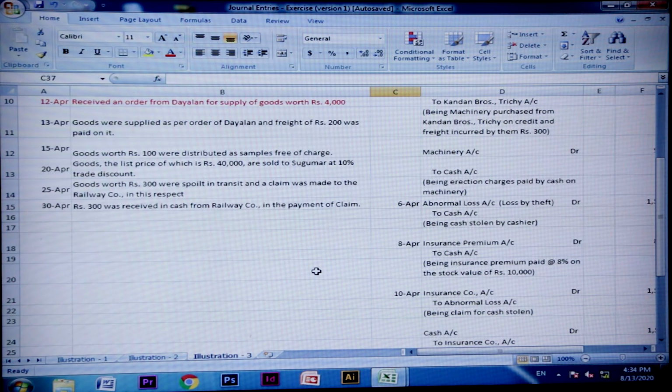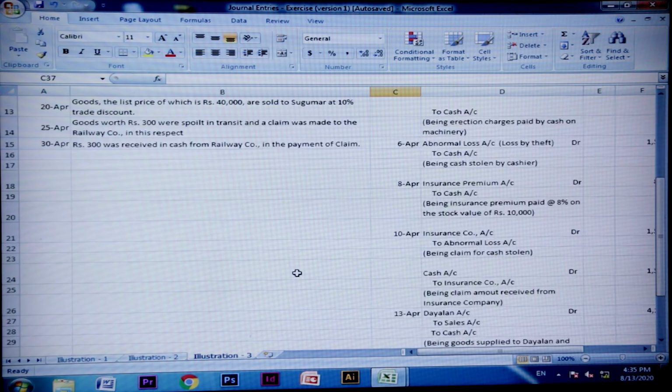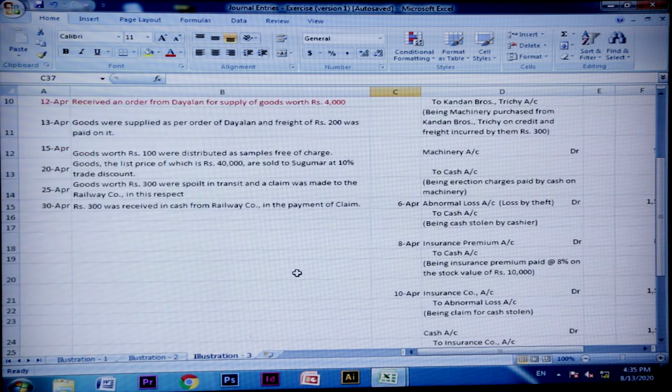Next, 25th April, goods worth rupees 300 were spoilt in transit and a claim was made to the railway company. If the claim was made to an insurance company, then the insurance company account has to be debited. Here the claim was made to the railway company. Normally, if any transaction with respect to goods is not a sale, then we have to give effect to the purchase account. Here there is a loss, so we debit the railway company account and credit the purchase account.